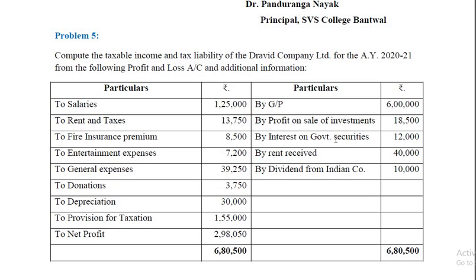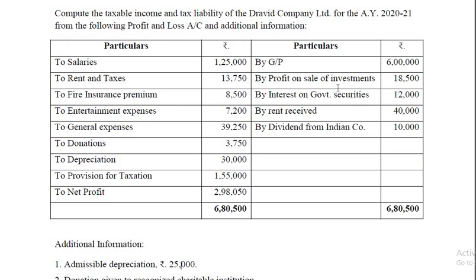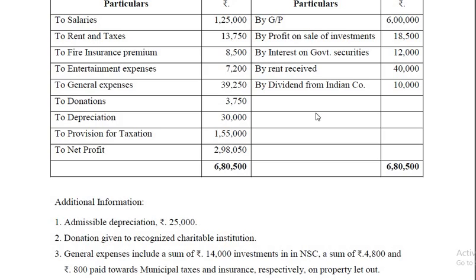Interest on government securities, again it falls under income from other sources. So it should be deducted, not relating to the business income head. Rent received should be taken under the house property head. So that is to be taken as gross annual value.